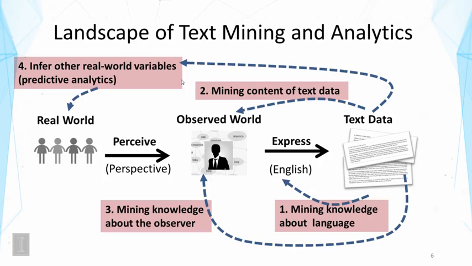So this picture basically covered multiple types of knowledge that we can mine from text in general. When we infer other real-world variables, we could also use some of the results from mining text data as intermediate results to help the prediction. For example, after we mine the content of text data, we might generate some summary of content, and that summary could then be used to help us predict the variables of the real world.